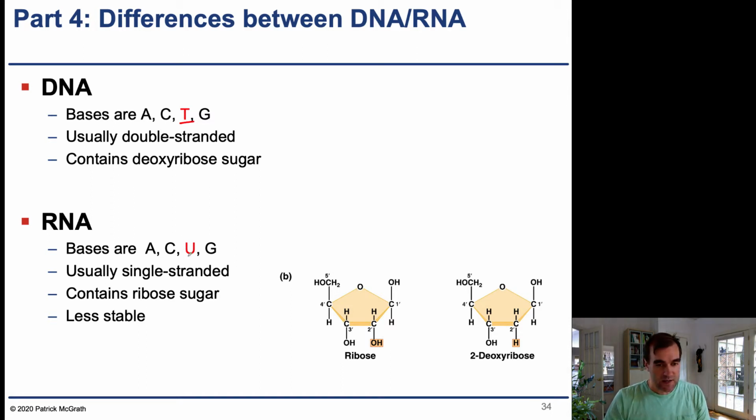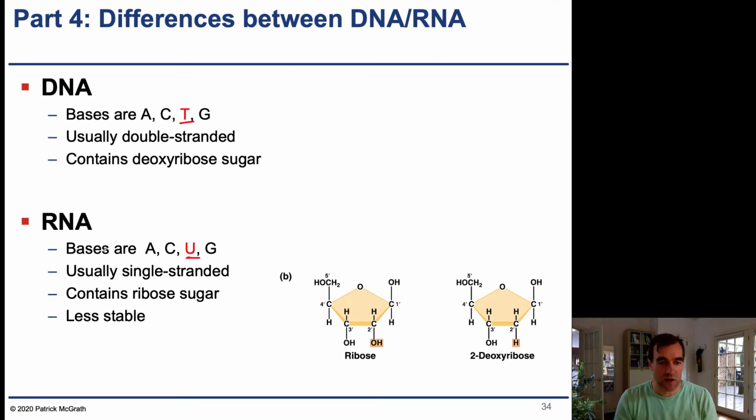RNA bases are A, C, U, or G, so the T is replaced by U. So if you see a uracil used as the nucleobase, then you should know that this is an RNA. RNA is usually found as a single-stranded molecule, so either an mRNA or a ribosomal RNA or a tRNA, or even a small RNA. Almost always only one strand of RNA is found. And that's just the intent of the cell for what it's used.